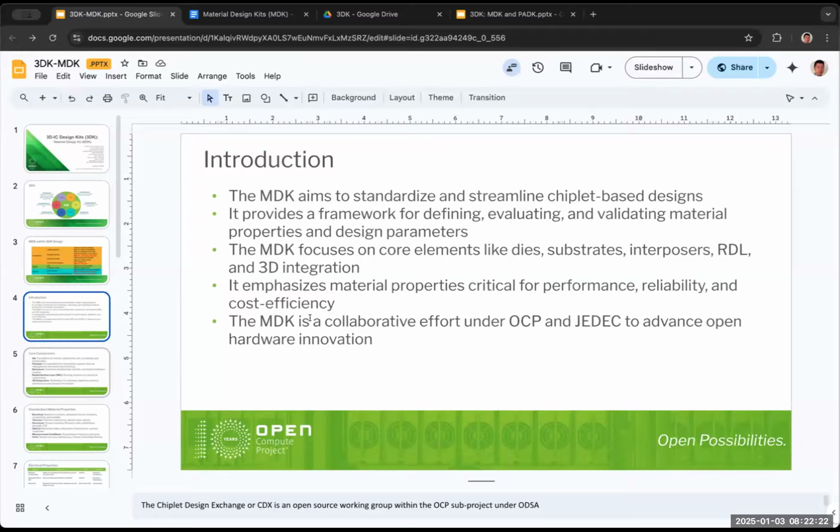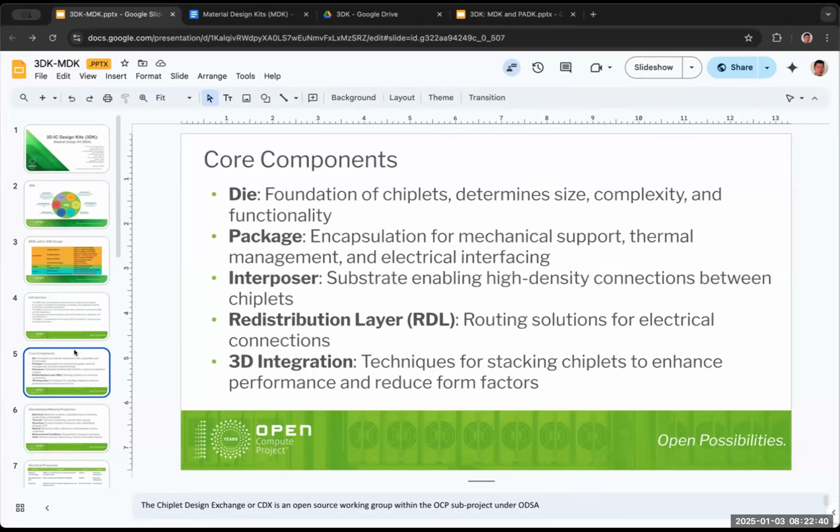I also want to highlight that this is a joint effort between OCP and JEDEC, so part of the work will be published in JEDEC as well, as we have been doing for some other works. As mentioned before, we have the key components here. I'm just going to skip to here. I think you are all probably familiar with these key components in chip design, and all these components require materials.